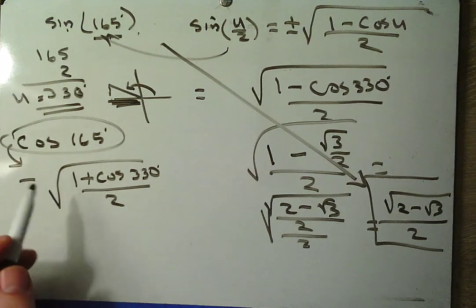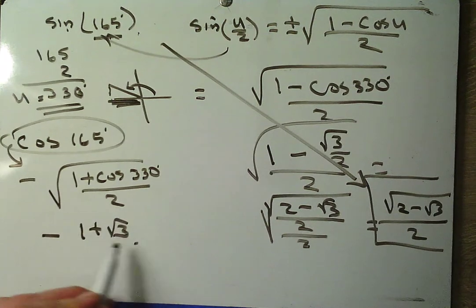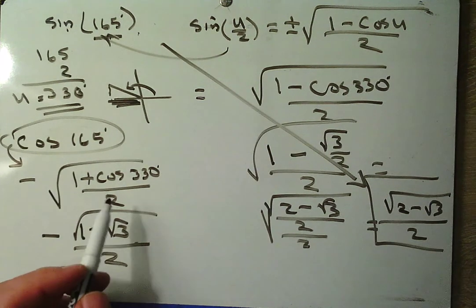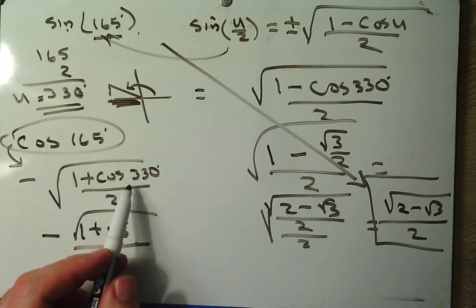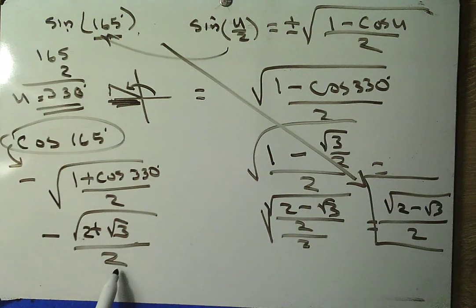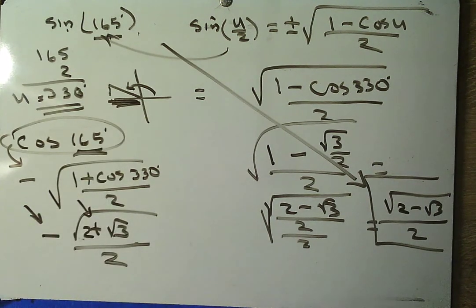Whereas the cosine of 165 degrees would be negative square root of 2 plus root 3 over 2, because we know that the cosine of 330 is still root 3 over 2. And I would still make a common denominator. And I would still do the flip and multiply and be able to pull that 2 out. The differences are this plus sign and this negative out in front, because the cosine of 165 would be negative. Okay, so that's our half angle for sine and cosine.